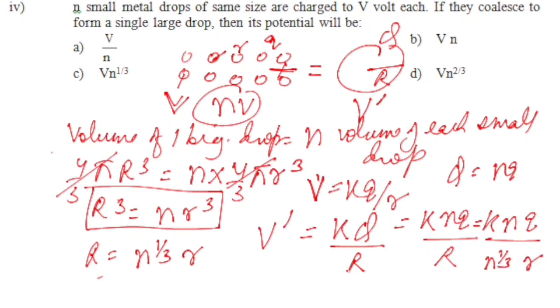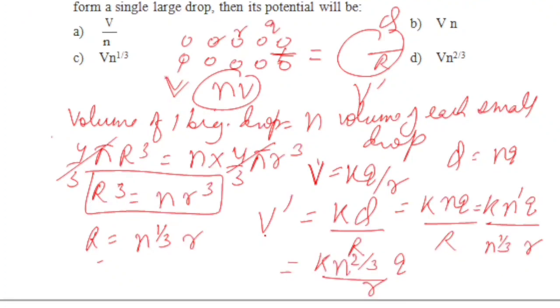Now you can easily find by calculating this one. K is here, n is here. Here n has power 1 and in the denominator n has power 1 by 3. So 1 minus 1 by 3 is 2 by 3. So k n to the power 2 by 3 q by r. You get this one now?